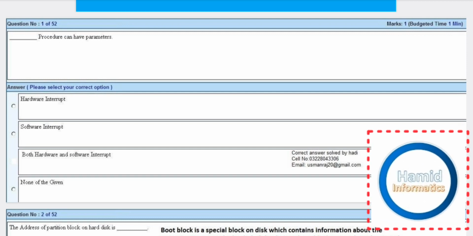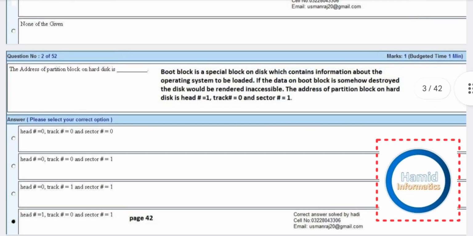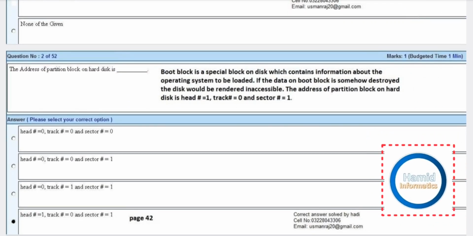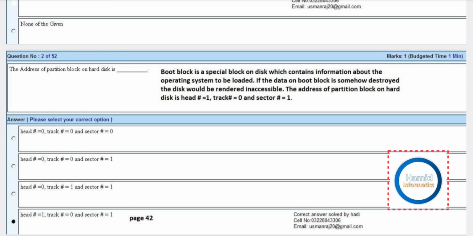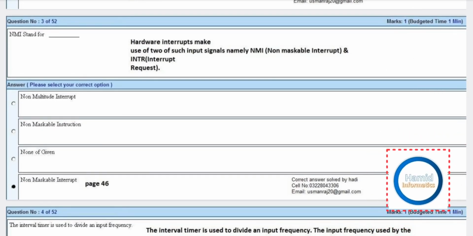Dash procedure can have parameters, and the answer is both hardware and software interrupt. Next is the address of partition block on hard disk is dash, and the answer is the fourth one: head# equal to 1, track# equal to 0, and sector# equal to 1. Next is NMI stands for non-maskable interrupt.